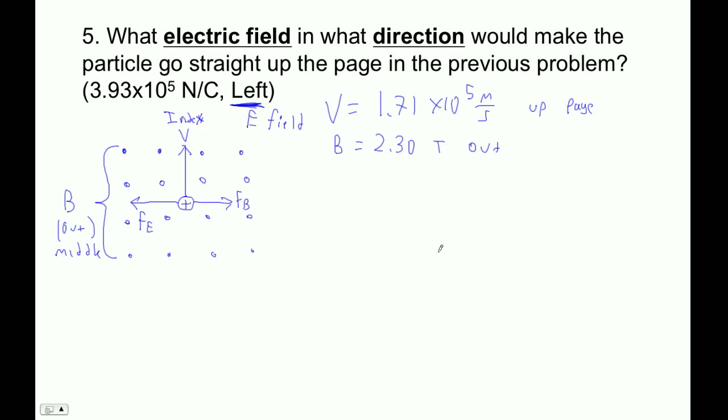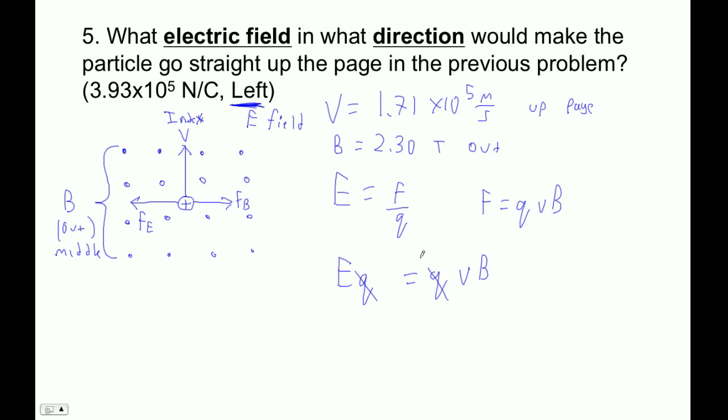Okay, so ultimately what we do is we use the electric field is force divided by charge. That's in our data packet, and then force is equal to QVB. So if I solve this for force, I get that the electric force is EQ, and I set that equal to QVB. And the interesting thing is that the charge cancels.